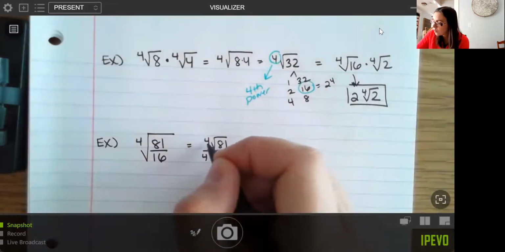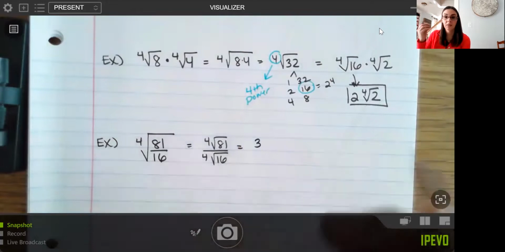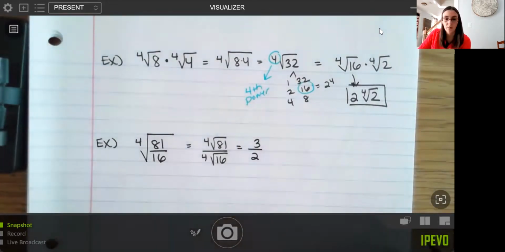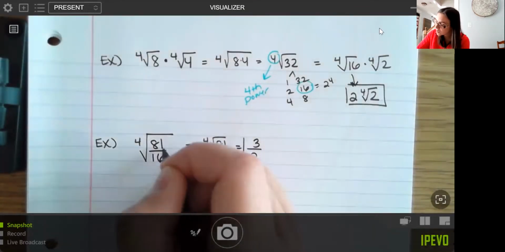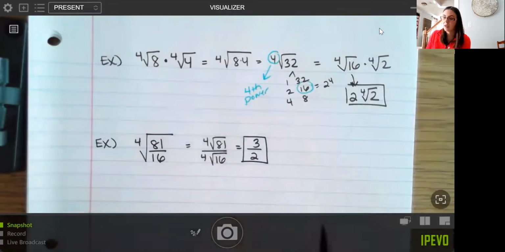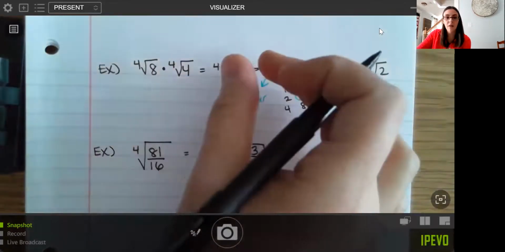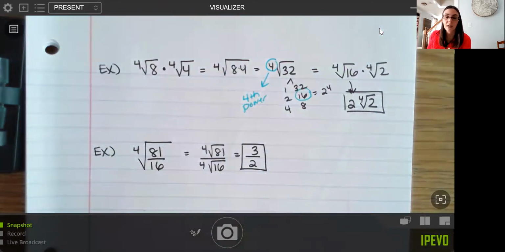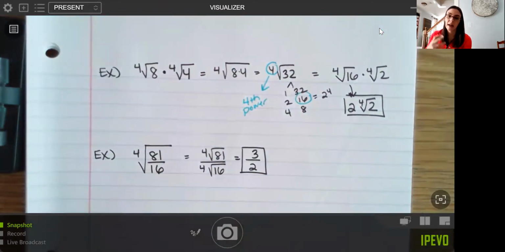The fourth root of 81 is just 3, because 3 to the fourth power is 81. And the fourth root of 16 is just 2, because 2 to the fourth power is 16. So even though I couldn't do anything initially, if I split, I was able to simplify both. So sometimes we go back together to help us simplify. Other times we're going to split that root to help us simplify. But remember, it only works when multiplying and dividing problems.